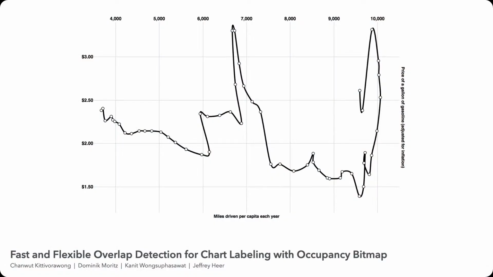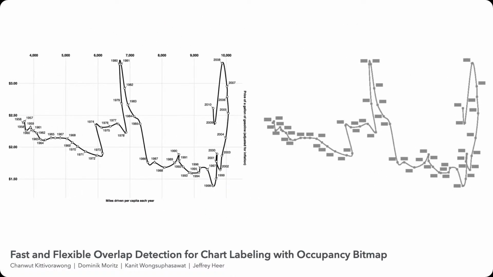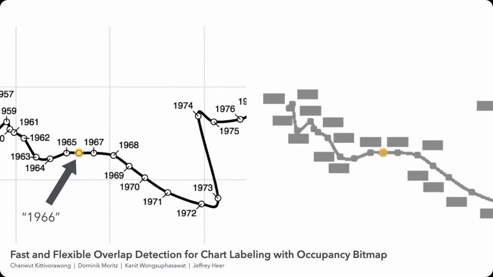In a visualization, laying out labels to data points needs to be done automatically with a fast labeling algorithm. We introduce Occupancy Bitmap. It's a data structure that helps the labeling algorithm to, first, quickly record the positions of existing marks and labels, and second, quickly detect overlapping of labels to the recorded positions.